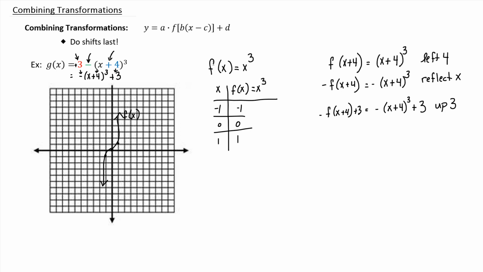I'm going to do my shifts last. So I'm going to just start with the reflection across the x-axis first. So this is your x-axis, this is your y-axis. The reflection came from the negative, so I'm going to do that in green. Notice the vertex will not change. And then if we reflect across the x-axis, this point that was 1 above is now 1 below. This point that's 1 below is now 1 above. And so I'm just going to kind of draw that in.